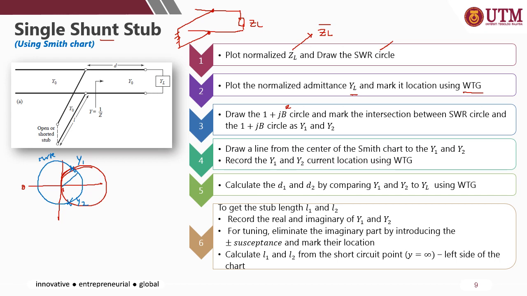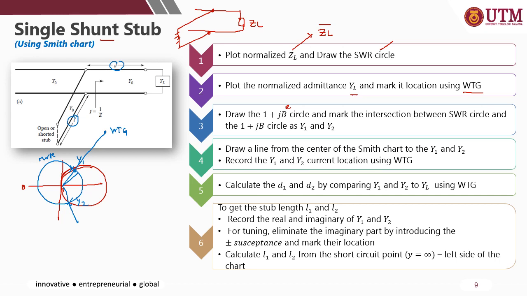So you extend the line from the center and look at the position using WTG, wavelength towards generator, for Y1 and also Y2. And then calculate d, the distance. The two parameters that you need to identify in designing a single shunt stub are d and also l. So to find d, you can compare the wavelength of Y1 and Y2 to YL.